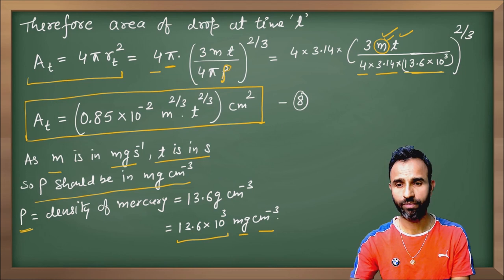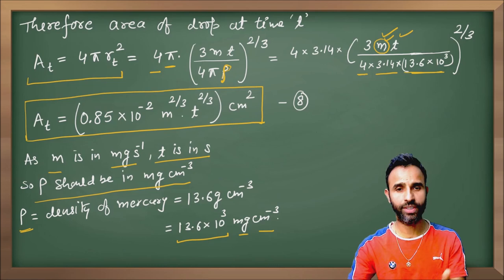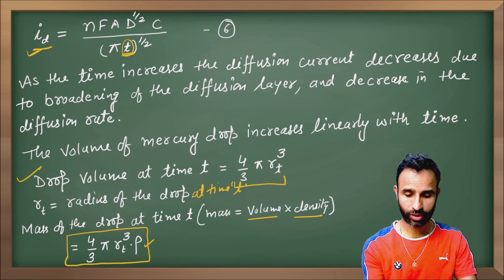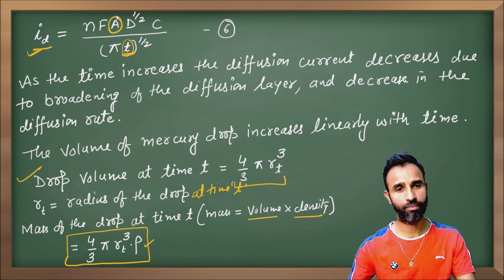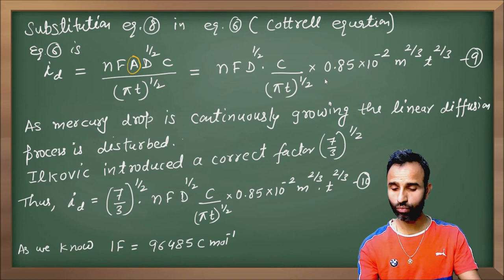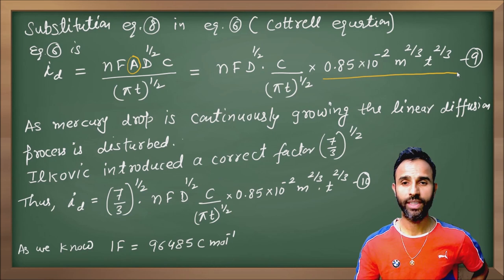Now substituting this equation 8 in equation number 6, that is the Cottrell equation. This A is the area of the plane. So just put the value: n F D^(1/2) C π^(-1/2) t^(-1/2). In place of A, we write 0.85 into 10⁻² m^(2/3) and t^(2/3).